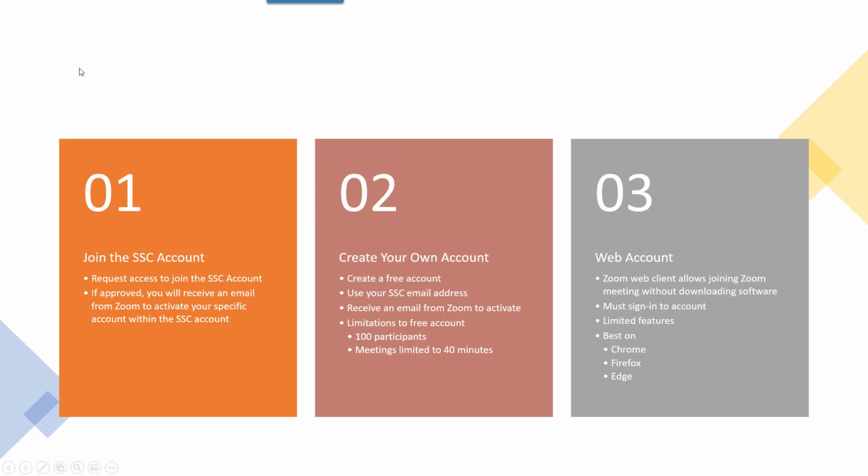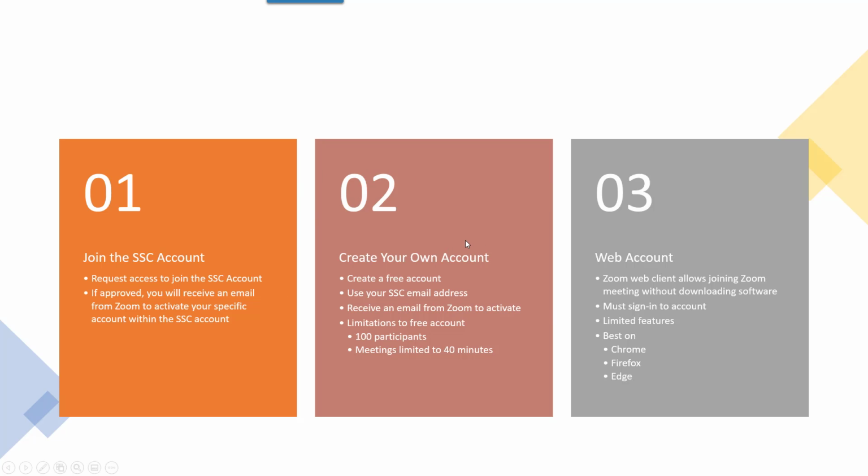So just to review, we have two ways that we can set up our account. We can join the Stark State account. If you're approved, you'll receive an email to join and you need to activate it. The second way would be to create your own personal free account. You can use your Stark State email address or you can use a different one. You would still receive an email from Zoom to activate.